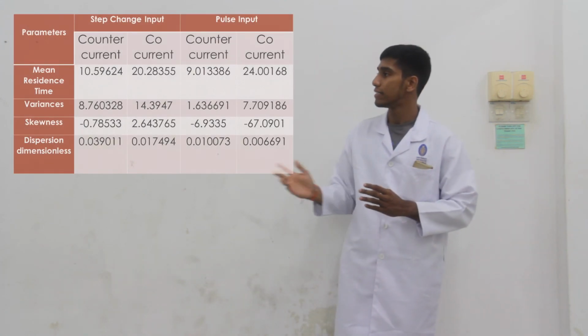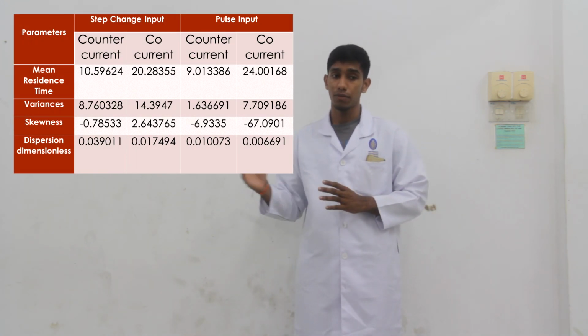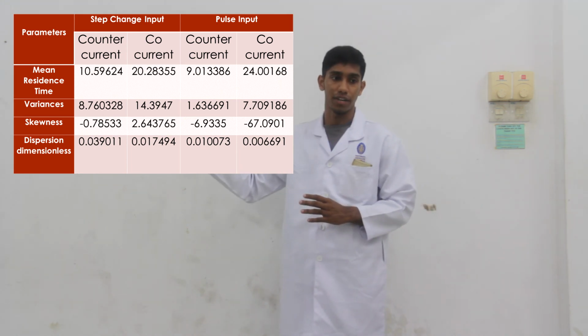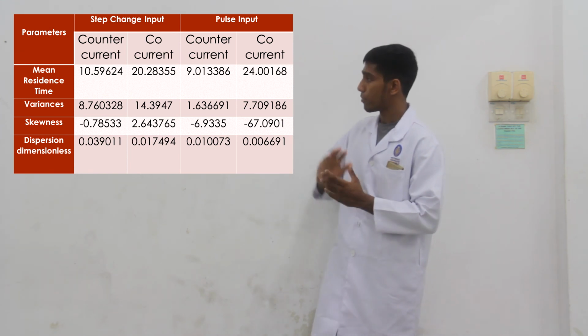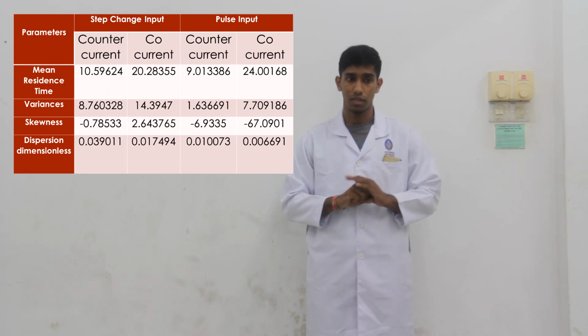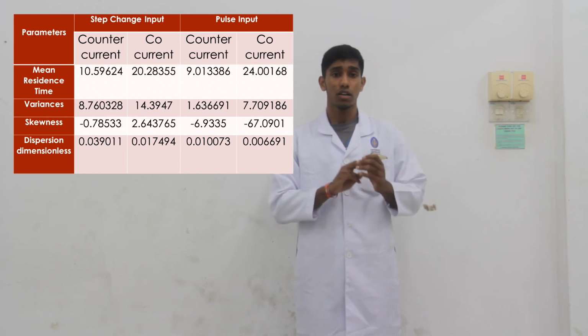So over here you can see the table for our experiment. The parameters are mean residence time, variance, skewness, and dimensionless dispersion. We calculated the parameters for both objectives, step change input and pulse input, for both flows, counter current and co-current flow.